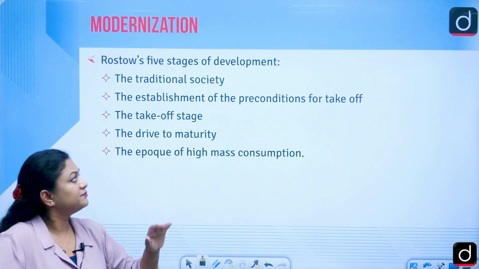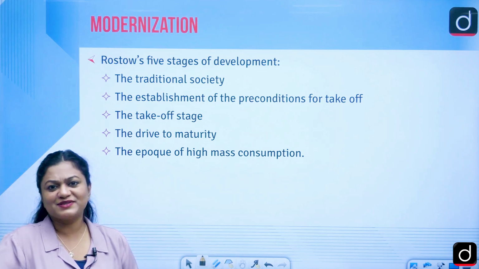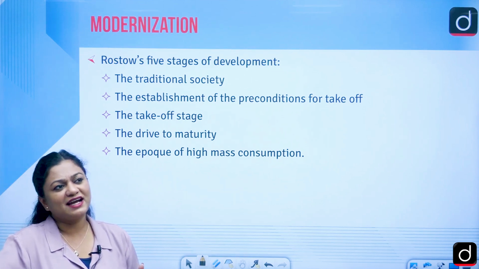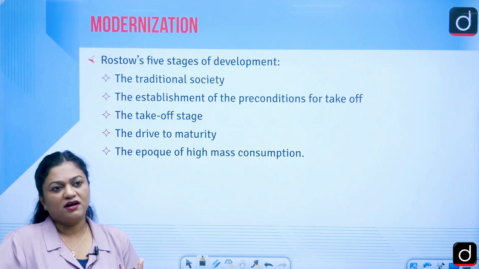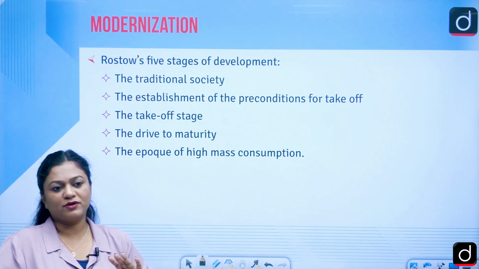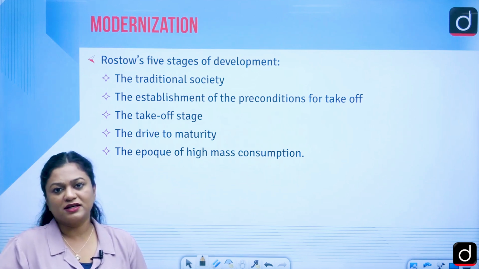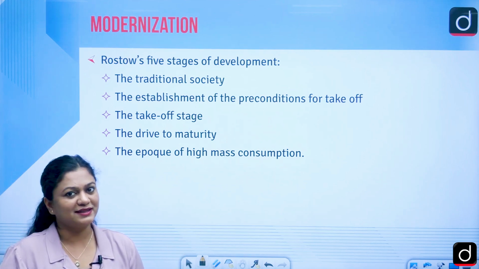First is the traditional society, more or less agrarian society, or we can say that is a society that has very low mobility. People are not highly skilled. Most of the people have only one way of earning resource, like money, through agriculture or producing something out of the agriculture products.